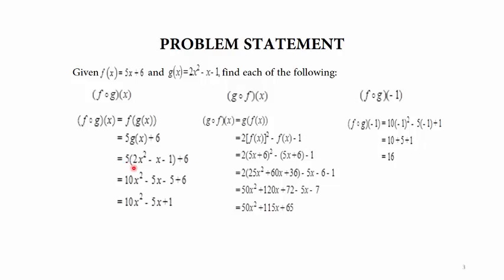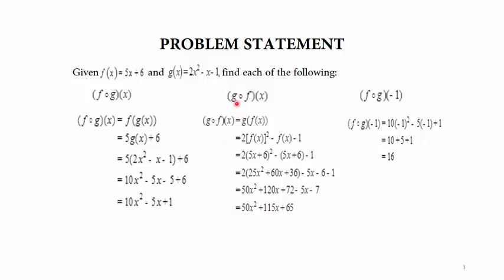Therefore, distributing the 5 over each term that you find here, you end up with 10x squared minus 5x minus 5, because 5 times 2x squared, 5 times negative x, and 5 times negative 1. Trying to simplify the result here, you end up with 10x squared minus 5x plus 1.